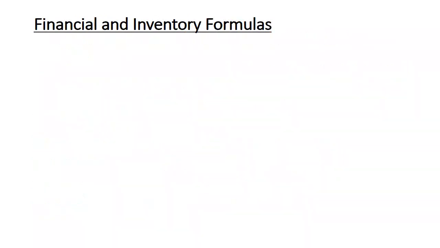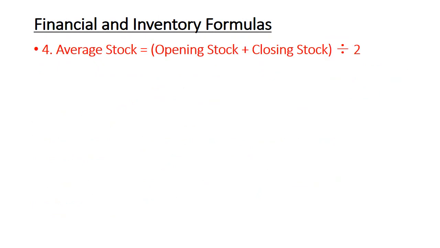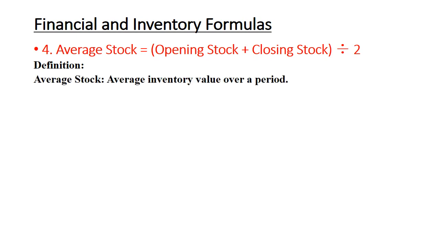Okay, so the fourth formula we're going to take a look at is called average stock, which is given by opening stock plus closing stock divided by 2. So what is average stock? Average stock is just the average inventory value over a period.